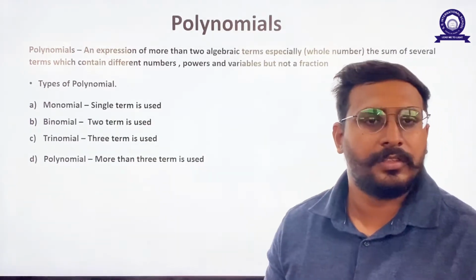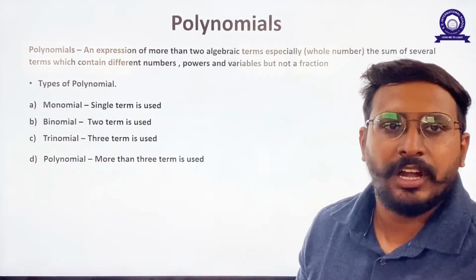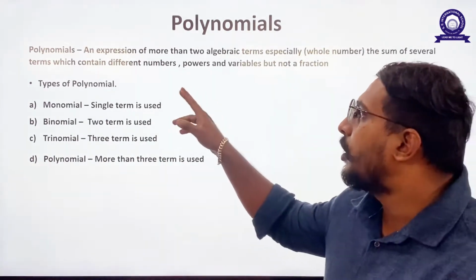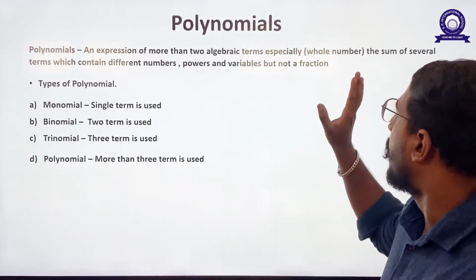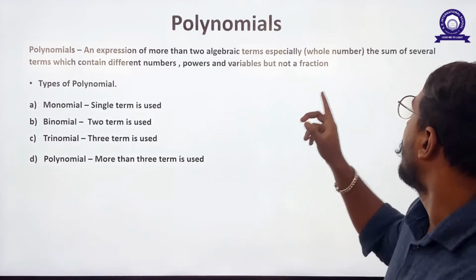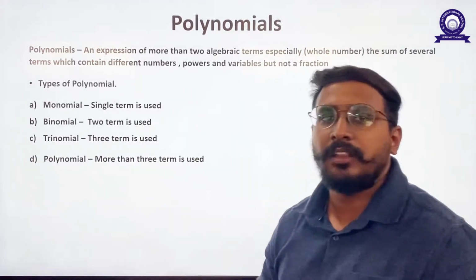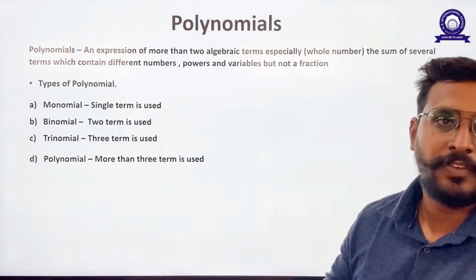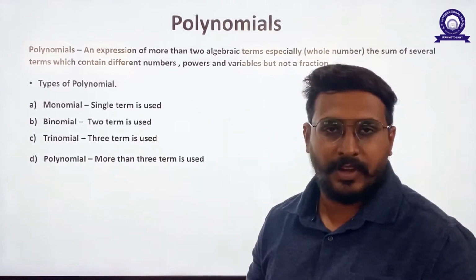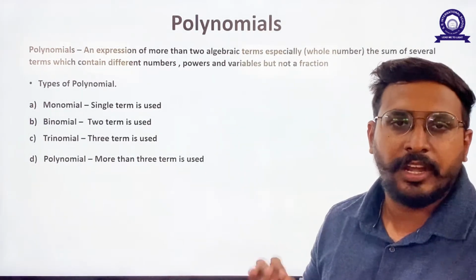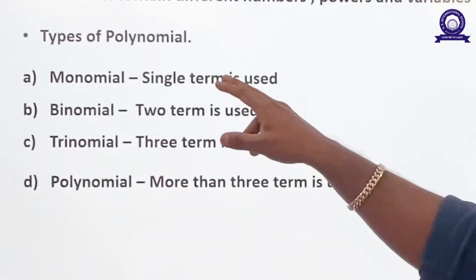In this part, we'll be talking about polynomials and the types of polynomials. So basically we'll start with what is a polynomial. A polynomial is an expression of more than two algebraic terms, especially using whole numbers. It is the sum of several terms which contain different numbers, powers and variables, but not a fraction. In a polynomial, a fraction won't be involved. If a fraction is used in a term, then it won't be a polynomial. Okay? And further, we'll be talking about the types of polynomial.